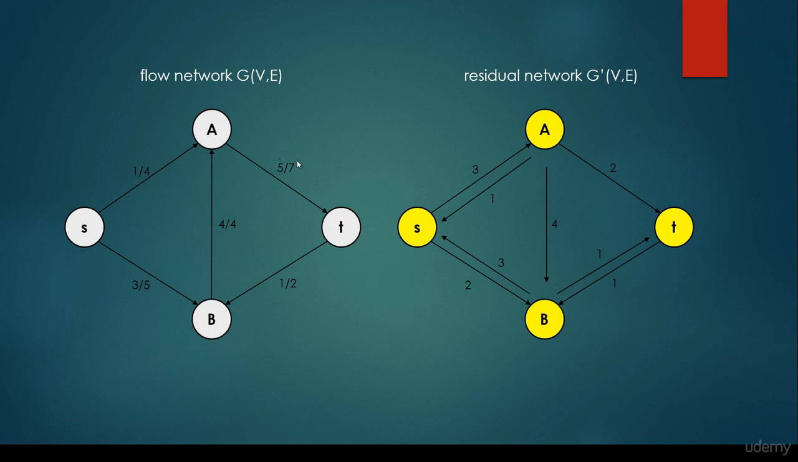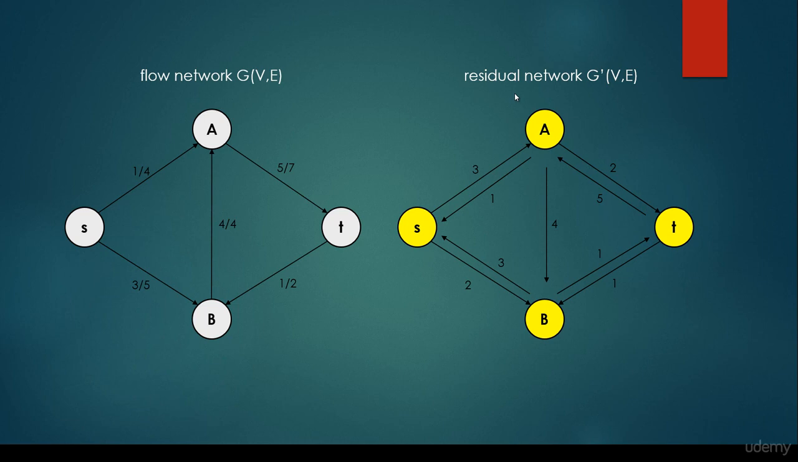What about this edge? Basically, we see that we have 7 capacity and we have already flowed 5 units. So we are able to flow 2 more units in this given edge. And we are able to send back, so basically flow in the opposite direction, 5 units. Why? Because 5 plus 2 is equal to the original capacity of the original edge in the flow network. So basically this is how we construct the residual network.